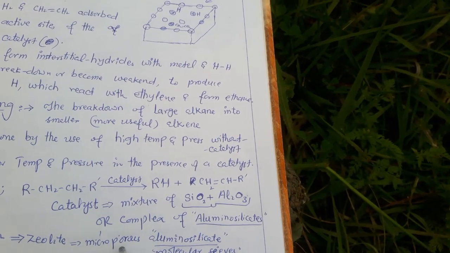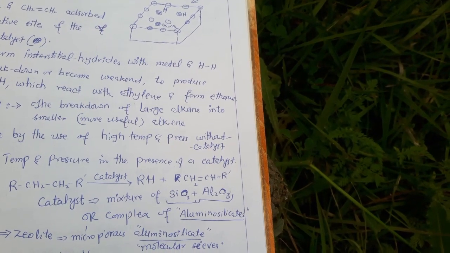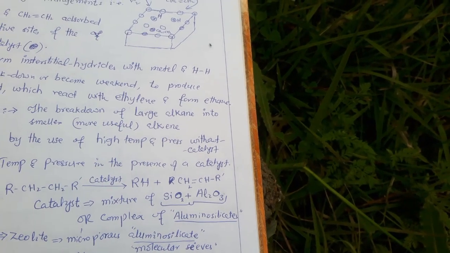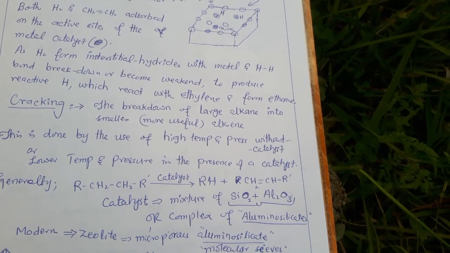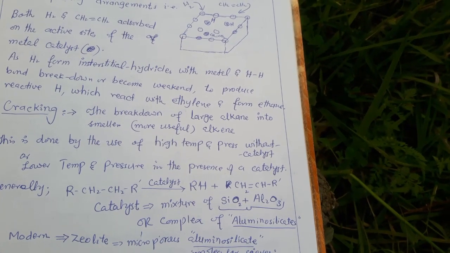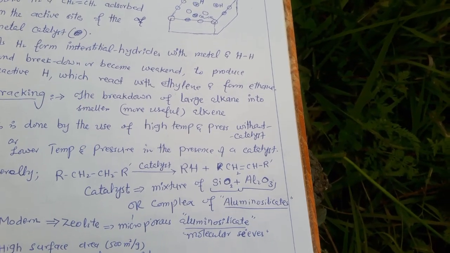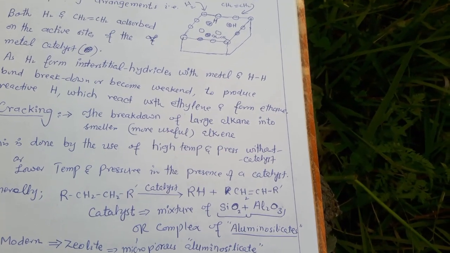Zeolite is a microporous aluminosilicate complex. It is also known in another form as molecular sieves. They have high surface area. The active sites are Lewis acids. The process produces low molecular weight ethylene, propylene, butene, etc.